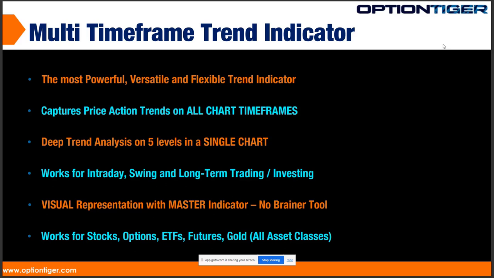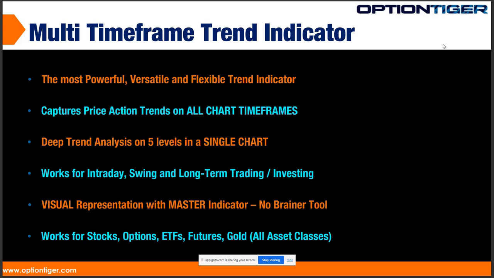It doesn't matter, because if you use options, you can play both sides of the market. You can use calls for a bullish trade. You can use puts for a bearish trade. So the multi-time frame trend indicator is the most powerful, versatile and flexible trend indicator. It captures price action trends on all chart time frames, which means you can have a 1 day, 1 minute chart. You can have a 1 year daily chart. You can have a 3 year weekly chart.